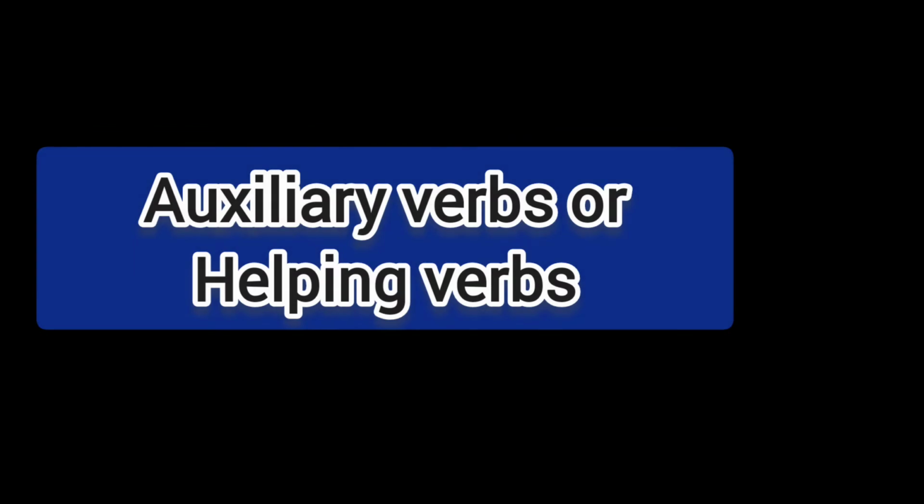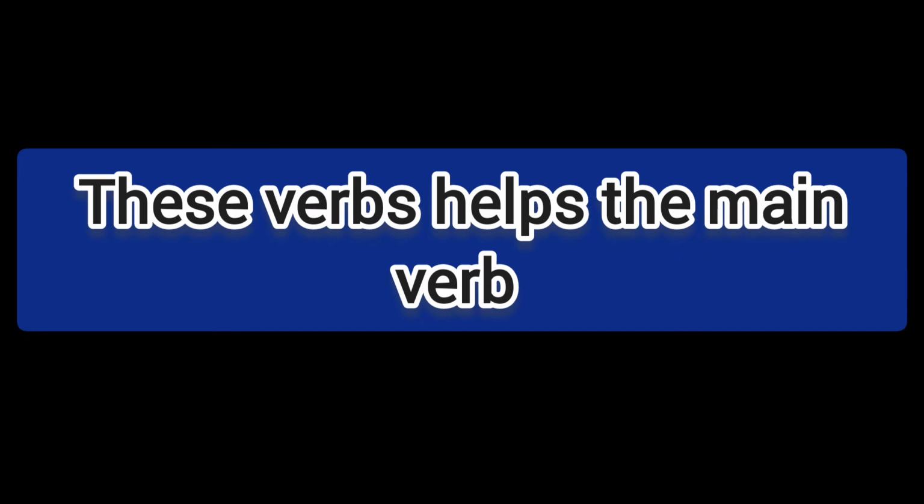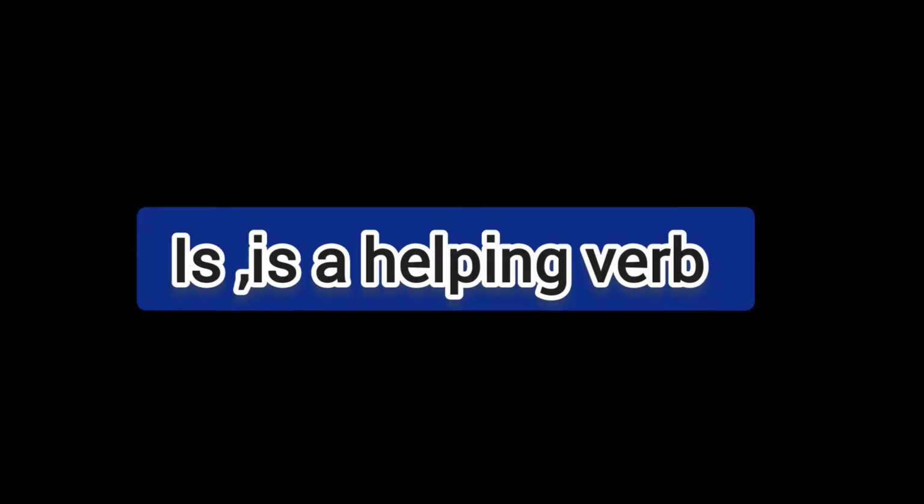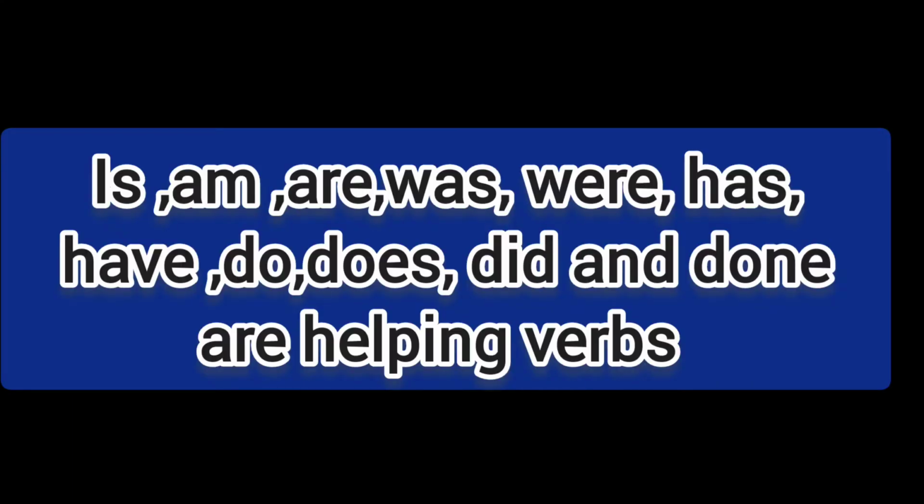Auxiliary verbs or helping verbs. These verbs help the main verb. They add detail, timing, and extended meaning to the main verb. They do not perform an action. For example, Raj is going to school. That means the sentence is in present tense and the detail of time is added in this sentence. Here, is is a helping verb. The bird was flying in the sky. Here, was is the helping verb. Is, am, are, was, were, has, have, do, does, did, and done are helping verbs.